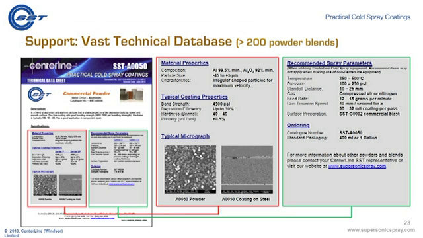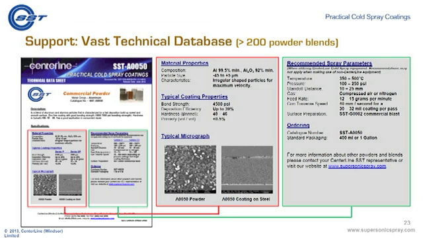Now here at Centerline, we design and manufacture powder and powder blends to be used with our SST equipment. We have a vast technical database, over 200 powder blends. You've heard me mention the SST A0050 in the past. I'm just using this as an example to show you how we describe our powders in a technical data sheet.